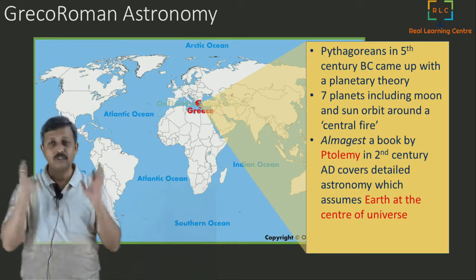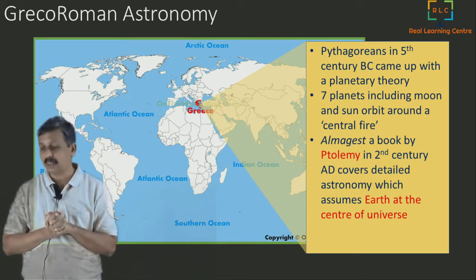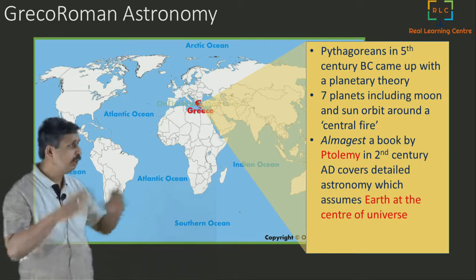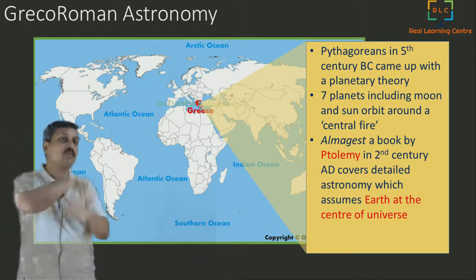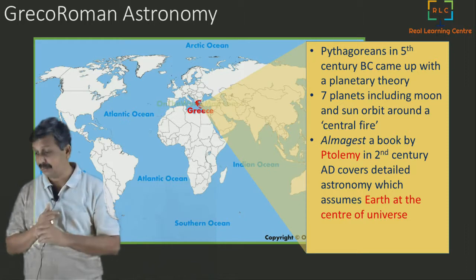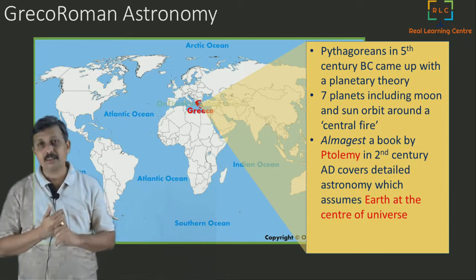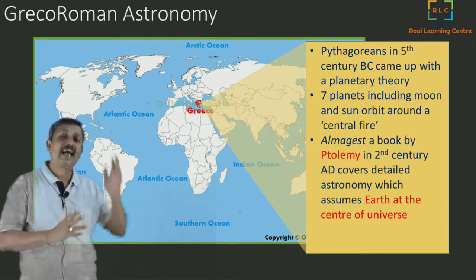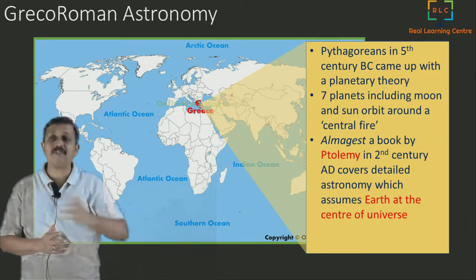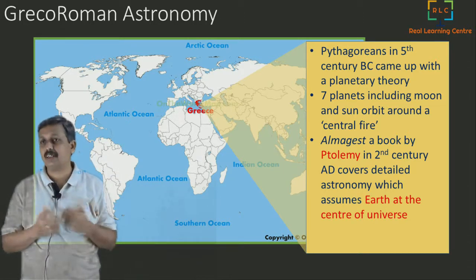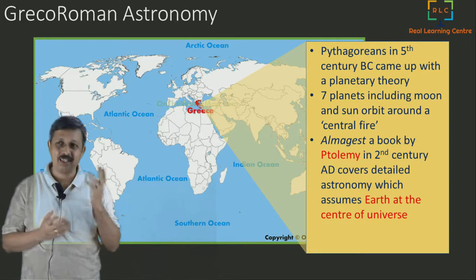and other 5, so total 7. And he said that those planets were actually going around something, some central fire, some other fire that they are going around. That is his theory. But the theory which was mostly accepted by all the Westerners, all the Europeans and America was still not there.